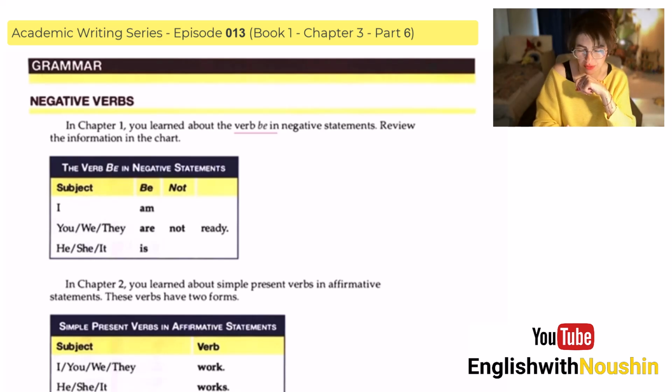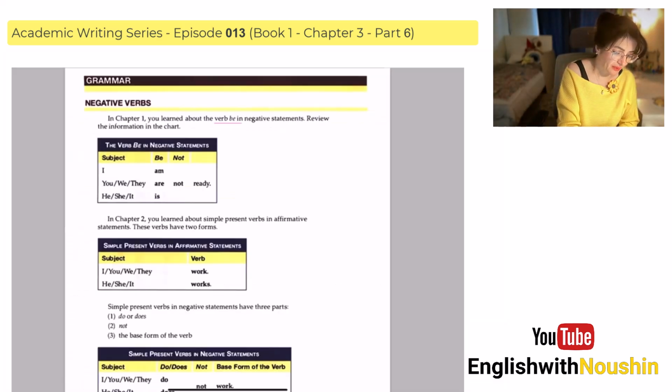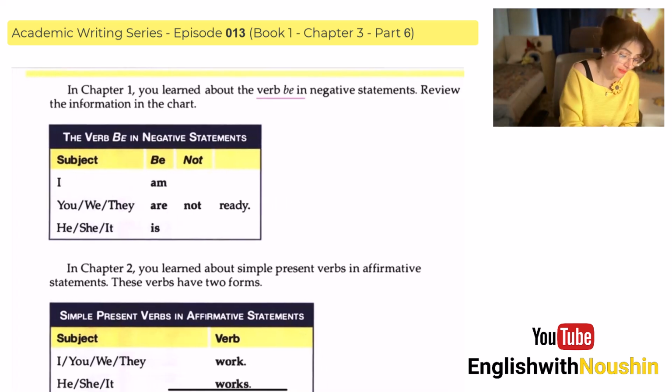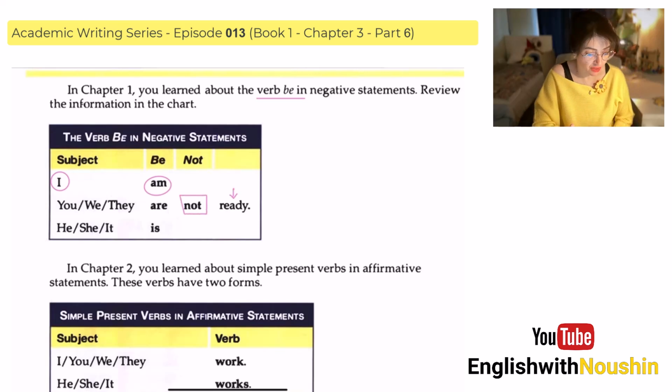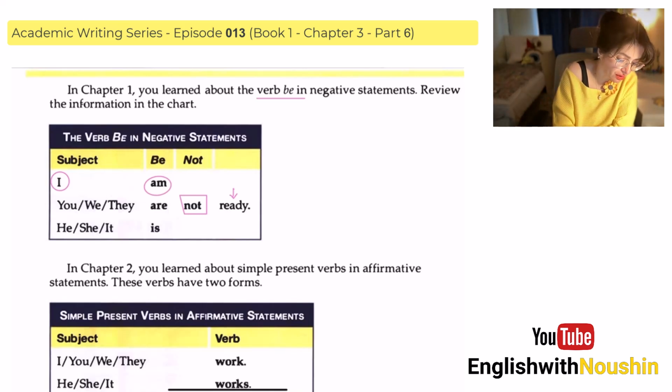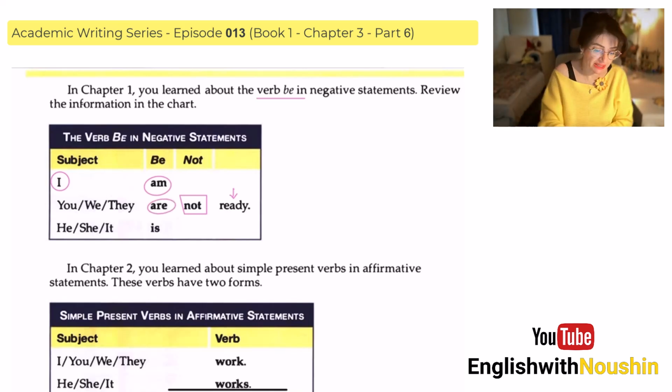and let's first review. So, you've got the verb be in negative statements. Do you remember what we did? We had the subject, then we had the to be verb plus not, and then we have an adjective. For example, I am not ready, or you, we, they are not ready, and he, she, it is not ready. Only for he, she, it, the verb to be changes.